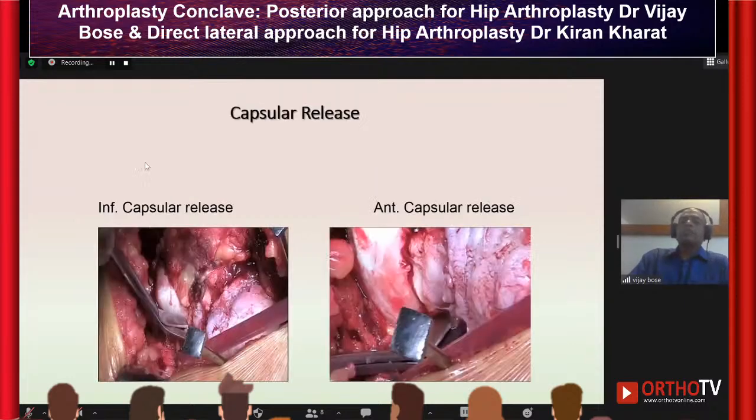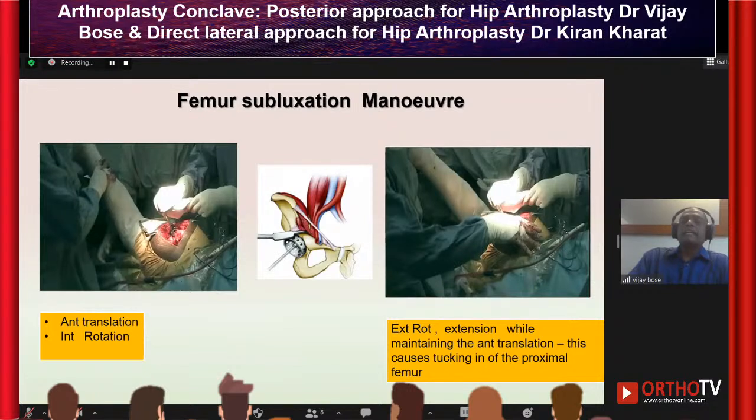So the capsular release goes in 2 steps. You first have to do an inferior capsular release. And once you are able to rotate the limb, you do an anterior capsular release. I will be showing this in the video very well. And then there's the femur subluxation maneuver. This also I'll be showing in the video.